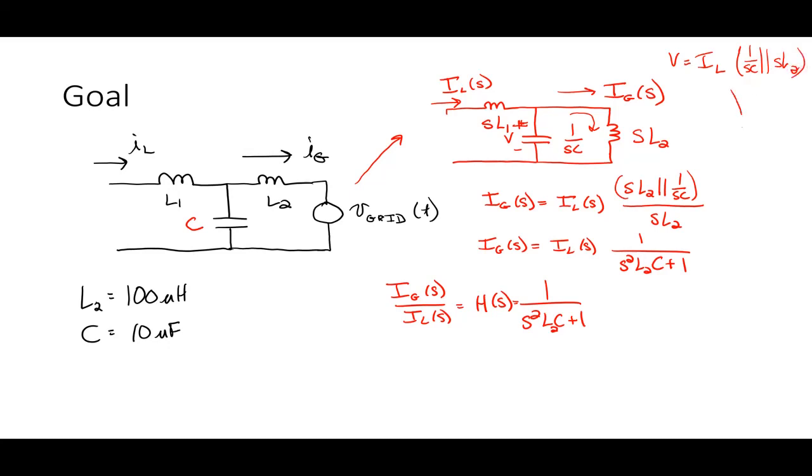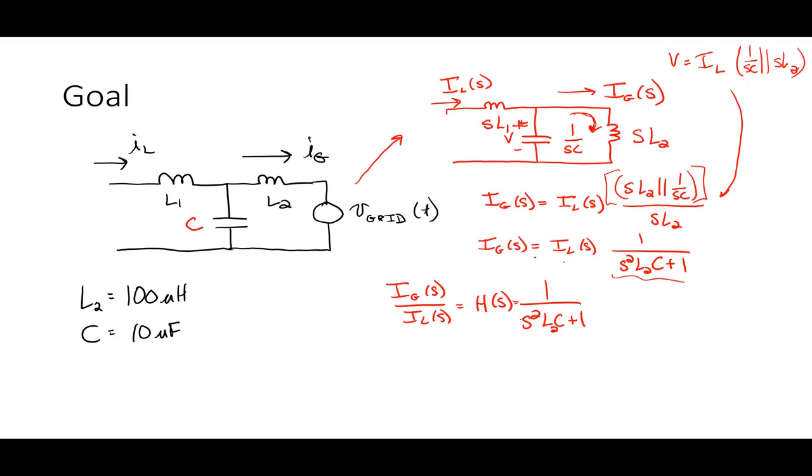Okay? That voltage divided by the impedance of this branch right here will give me IG. Right? So IL times this impedance divided by SL2 tells me what IG is. If I expand that whole guy out, then what I get is that IG equals IL times S squared L2C plus 1. All right? Which tells me that my transfer function H of S is 1 over S squared L2C plus 1.